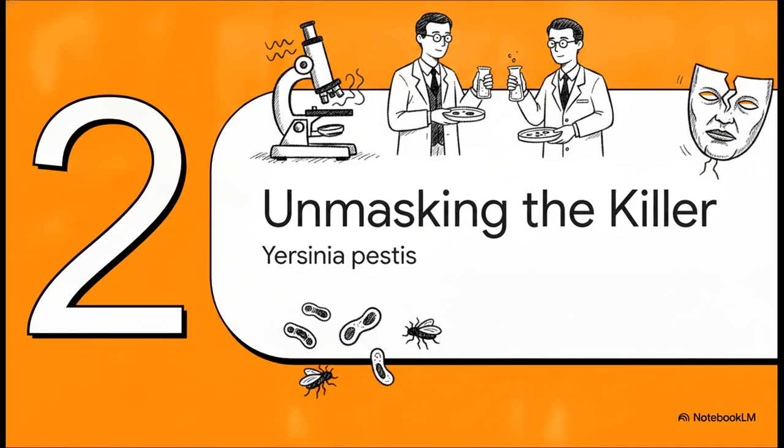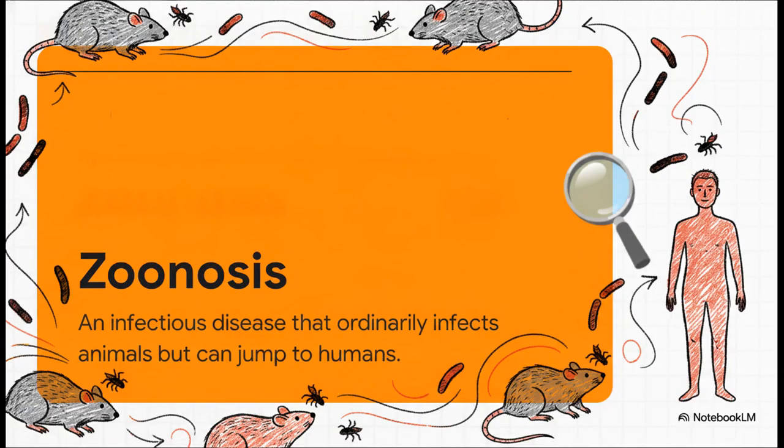Part 2. Unmasking the microscopic killer. It wasn't until the third pandemic that scientists Alexander Yersin and Kitasato Shibasaburo finally unmasked this killer, a bacterium eventually named Yersinia pestis. Now, Yersinia pestis is a textbook example of zoonosis. Around 10,000 years ago, it evolved from a related gastrointestinal animal bacterium, but it perfectly adapted its genetic code to jump from wild rodents and fleas directly into us, into humans. Seriously, it is a dark evolutionary masterpiece of cross-species transmission.